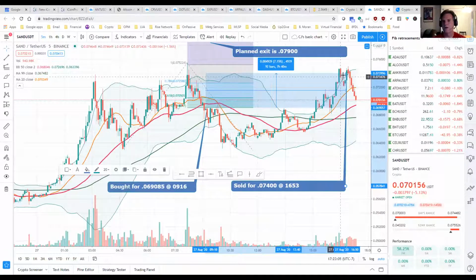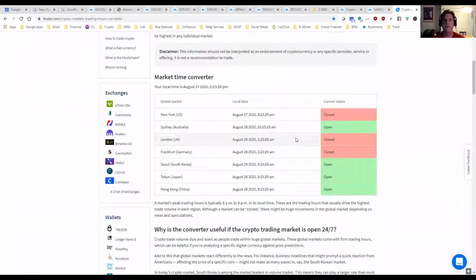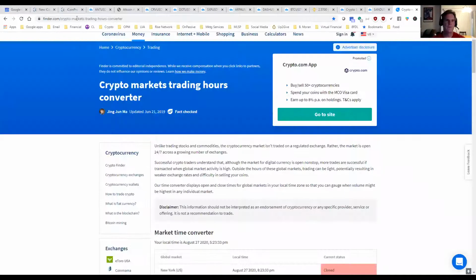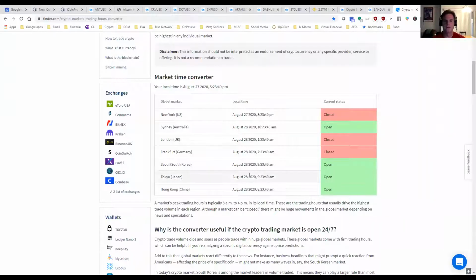And here's where it is late in the 4 o'clock hour. Now this concerns me, and here's why. I know between 4 and 5 p.m. Pacific time in the USA, the Asian traders are starting their next trading day. I've even got this bookmarked website provided to me by my trading friend Connie. And this is finder.com and Crypto Markets Trading Hours Converter. Here, as you can see, Hong Kong, China, Tokyo, Japan, Seoul, South Korea, and Sydney, Australia are all trading right now.